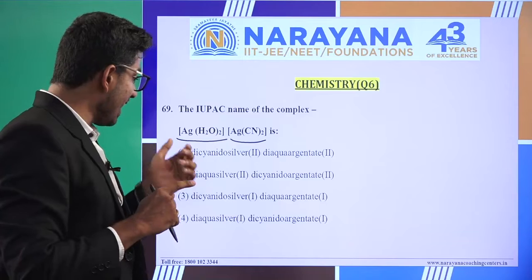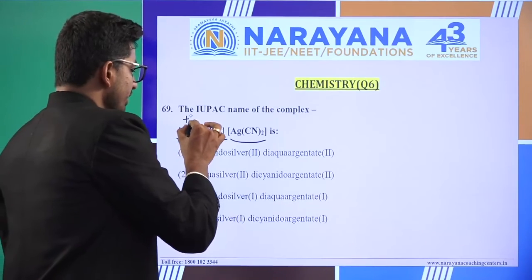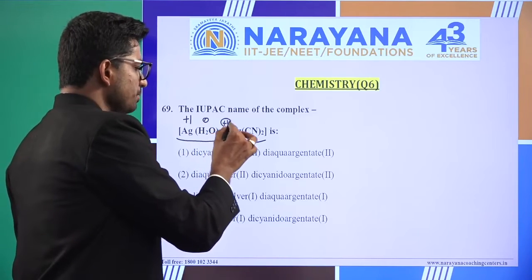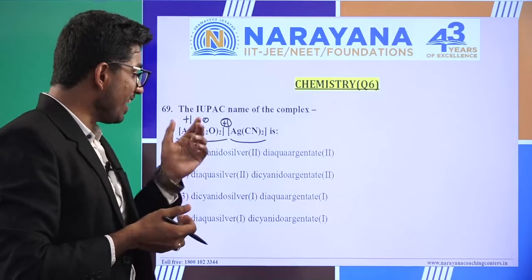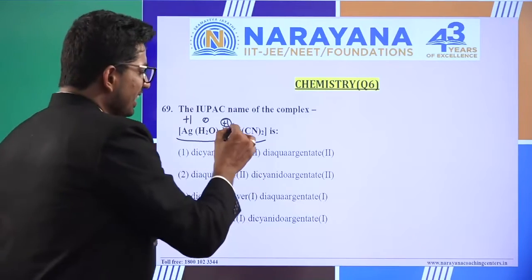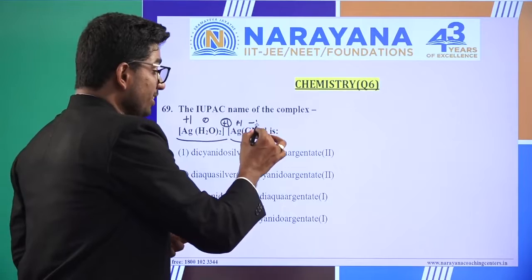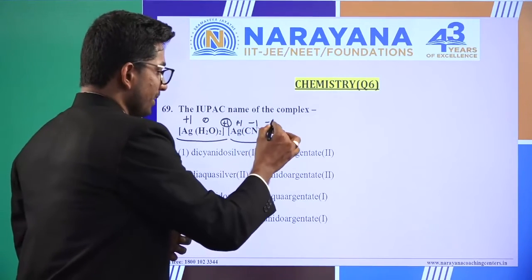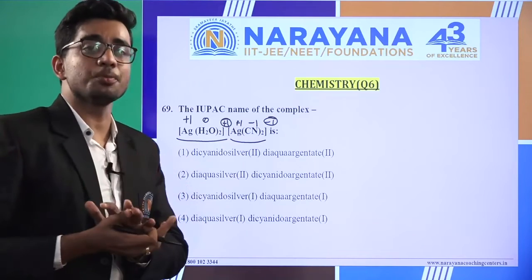So we know silver has a charge of +1. If this has +1 and water has 0, we can say that in total the cationic coordination sphere has +1 charge. Similarly here, silver will have +1, cyanide will have -1 each, so net +1 -2, it's going to be -1. We can see the cationic and anionic charges are the same. So we have done the charge part.